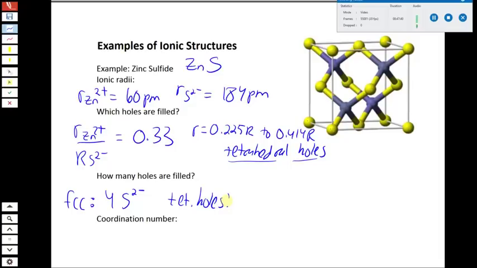So how many tetrahedral holes in total are there? 8. If we put cations in all 8 of these, we would have 2 zinc ions for every sulfide, which is the wrong ratio. We only want to have 4 zincs, so we can't fill all 8 tetrahedral holes. We're only going to fill half of them.